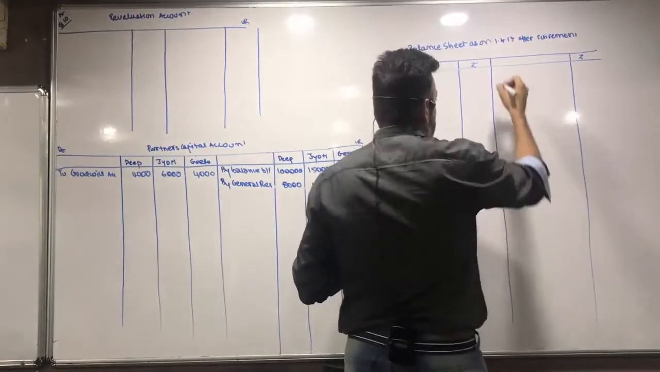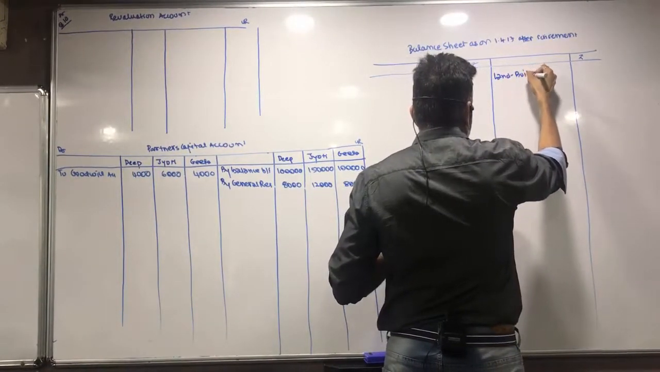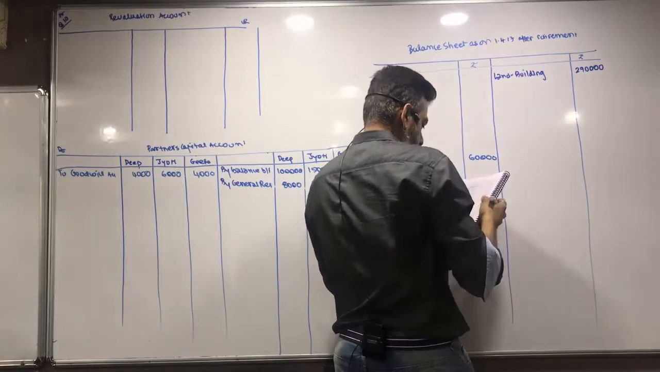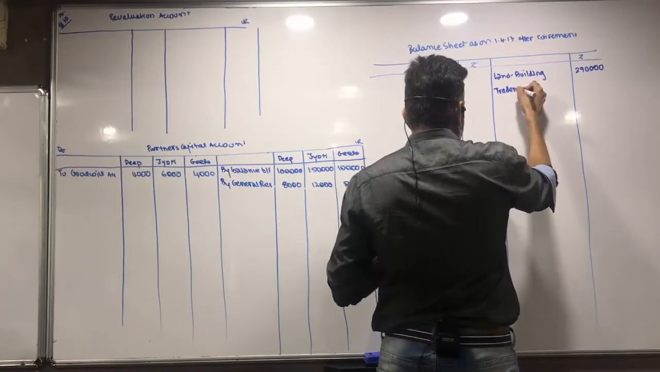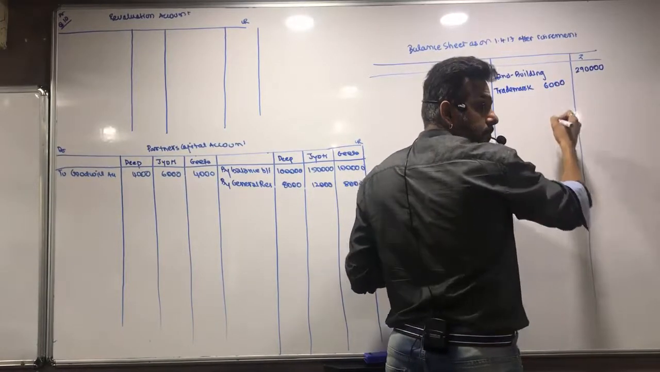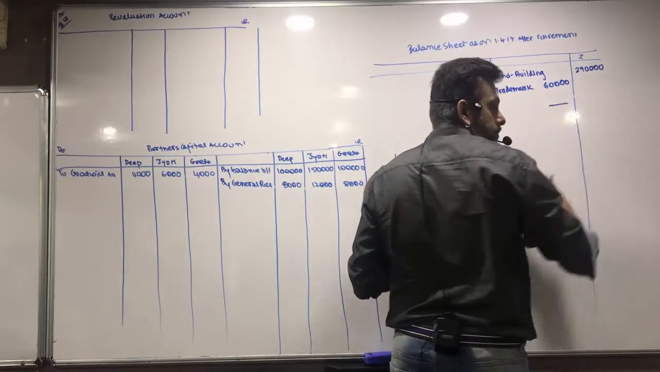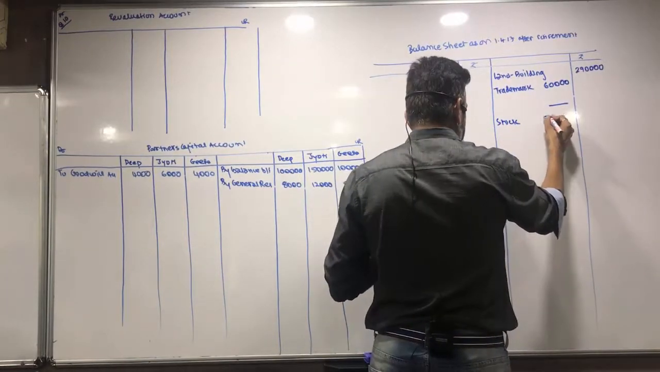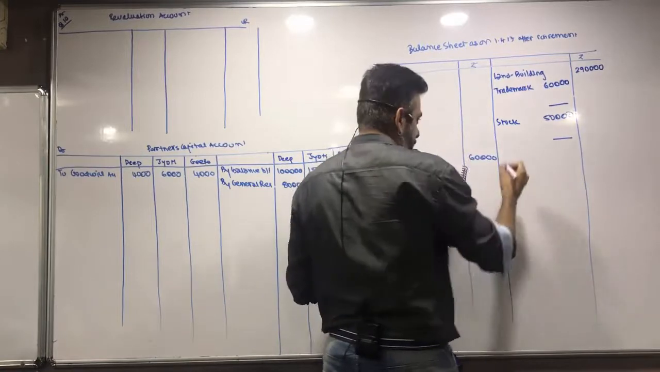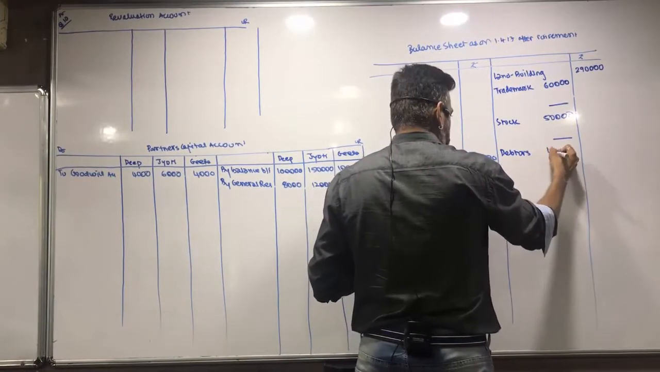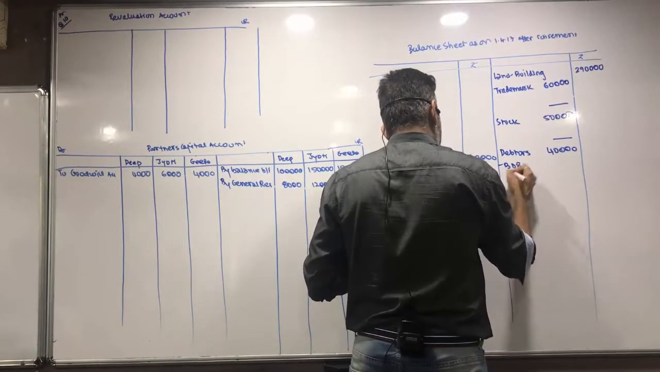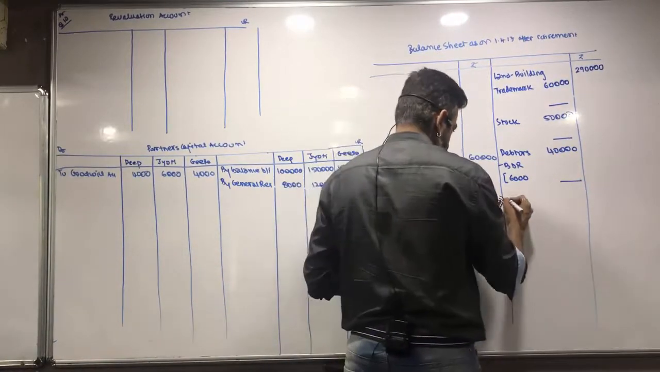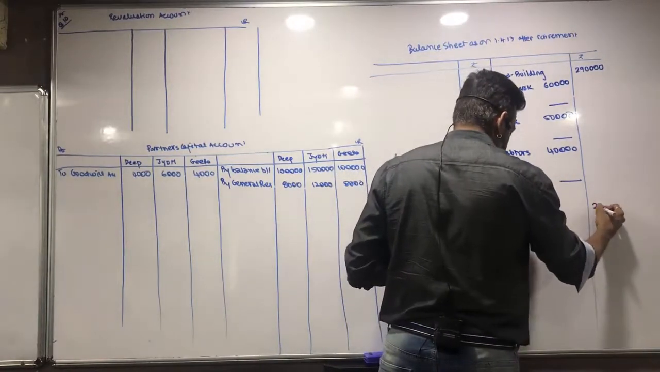Land and building, 2,90,000. Do we have adjustment? Trademark, inner column, 60,000. Stock, inner column, 50,000. Important adjustment, debtors, 40,000, minus bad debt reserve, old, 6,000. Bank, 22,000.